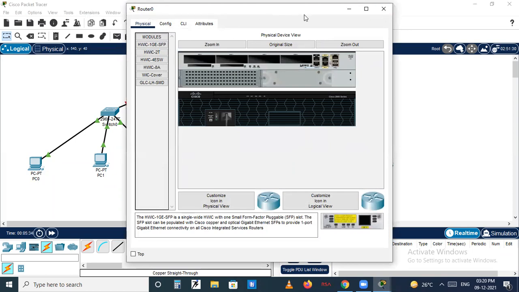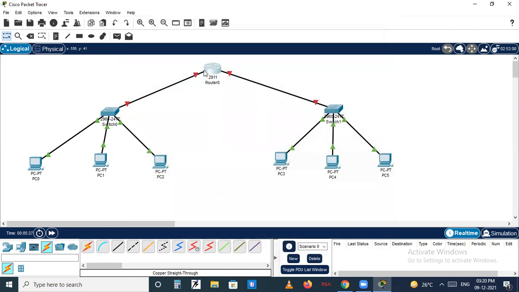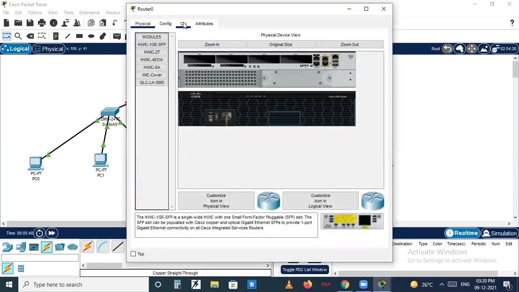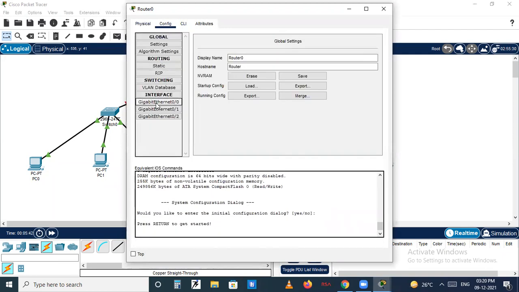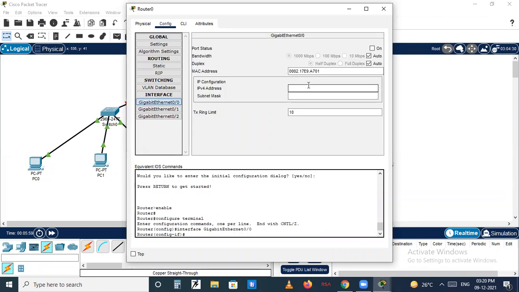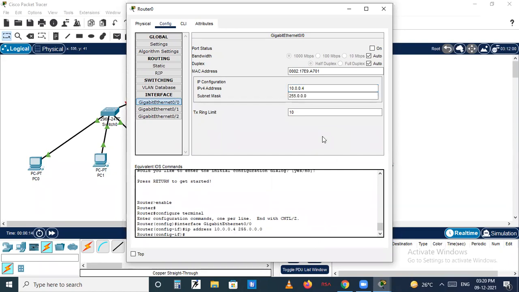So we need to assign some IP address or default gateway to this one. It is 0/0 if you remember. As I already told you, when we were connecting the cable, we connected the cable from the switch to the 0/0 gigabit Ethernet, right? So this is the 0/0. So here I am assigning some IP address. Let us suppose 10.0.0.4, because up to 3 we have given to all the PCs on this side. So this is the IP address for this one.